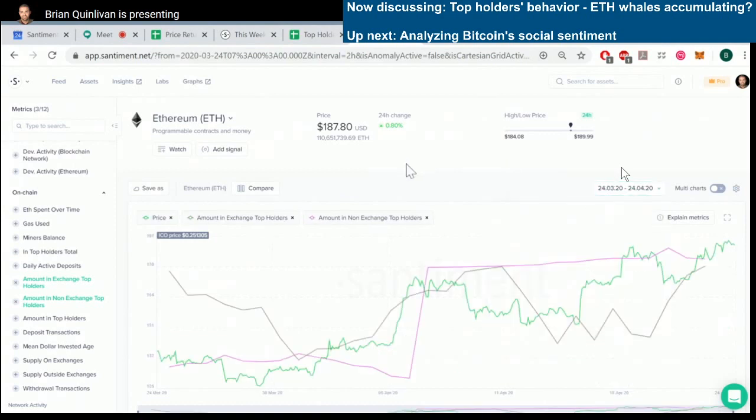I think the direction of the move can also be very interesting in figuring out the short-term potential for Ethereum as well. What we're seeing right now is that the non-exchange top holders seem to have, over the past 10 days, kept their amount a little bit higher than those that are off, if I'm understanding this correctly.